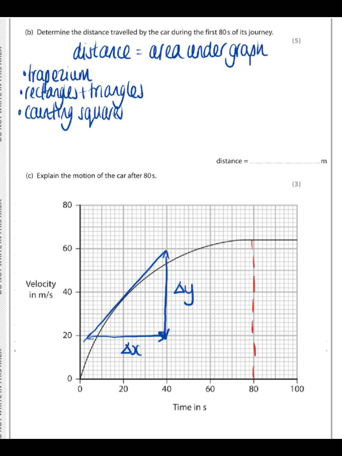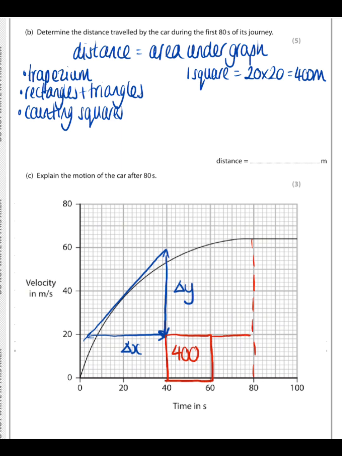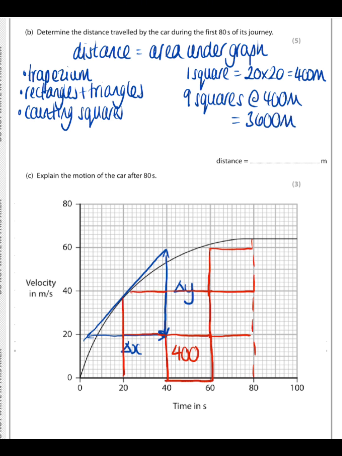Now you can see here I've done the counting squares method. So what happens is you work out the total area of one square. I've just used the large square here, and that was 20 by 20, which gives a total area of 400 meters for a single large square. When you then count up how many squares you've actually got, if, for example, there are about 9 squares here, then you take 9 squares, each at 400 meters, giving us a total of 3,600 meters.